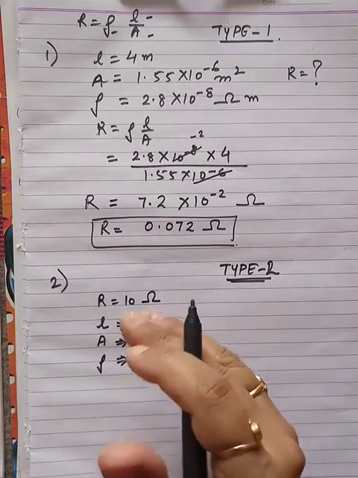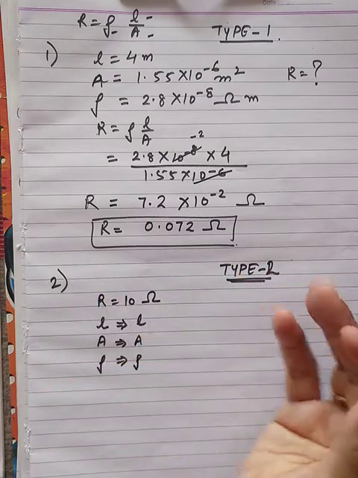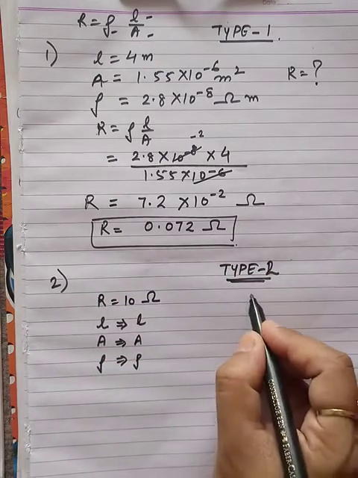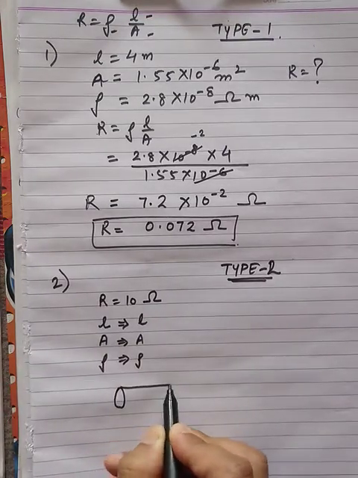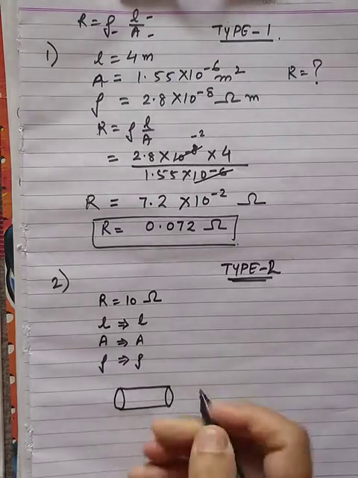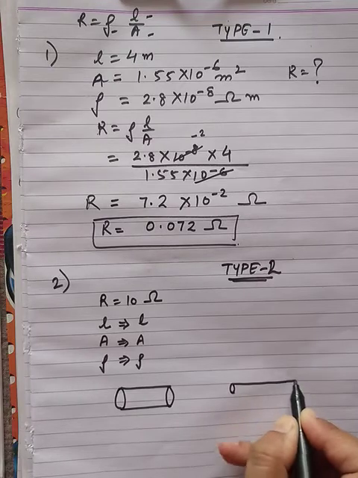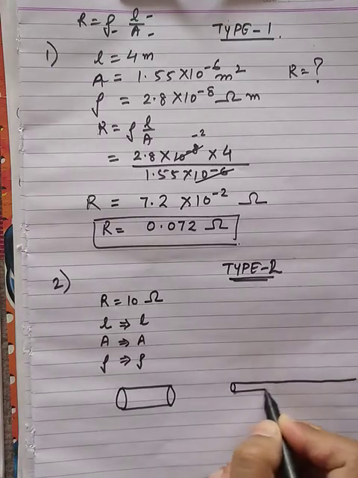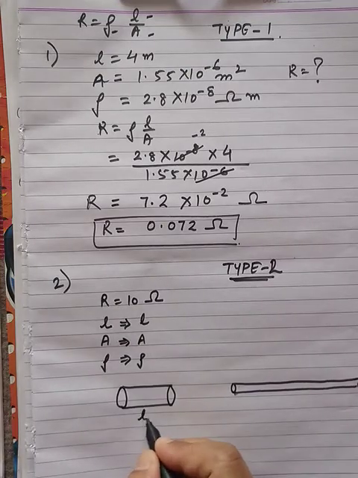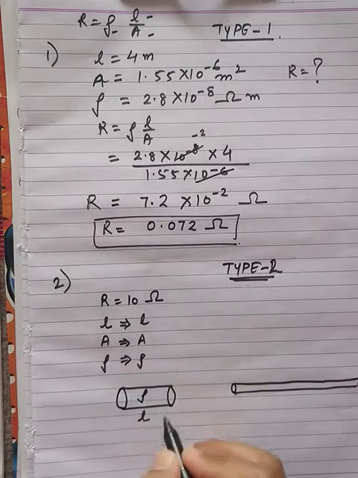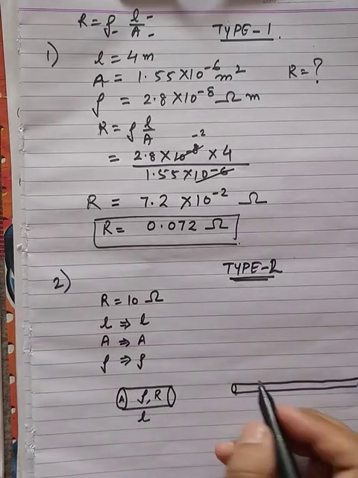Now the question is saying that the wire is thick and it is drawn into a thin wire. Suppose this is a thick wire, I will draw over here, like this, and it is stretched and drawn into a thin wire which has 3 times the length of this wire. Okay, it is 3 times. So this length is L, with resistivity rho, resistance R, and area of cross section A.